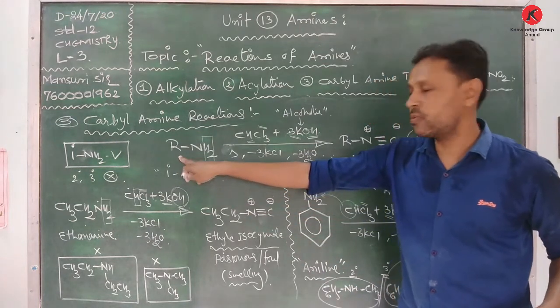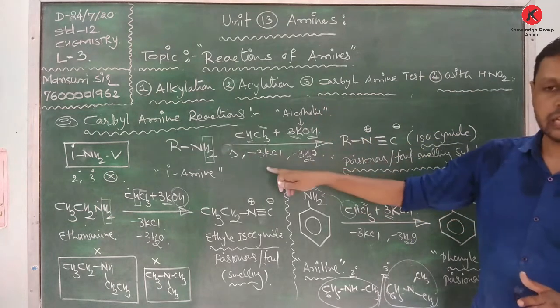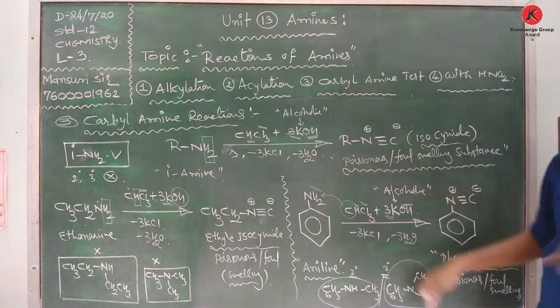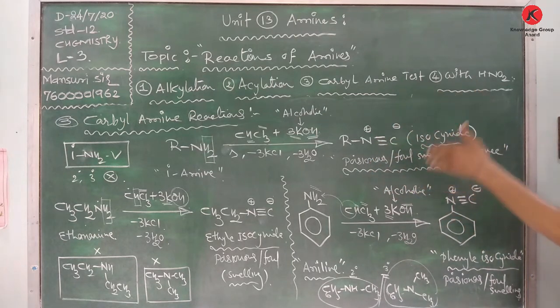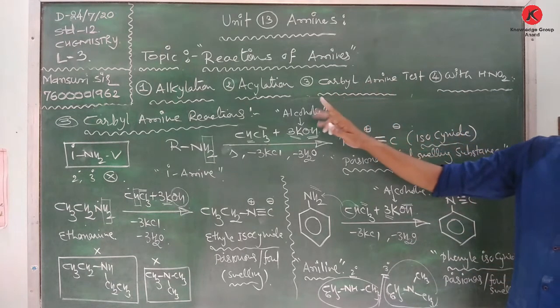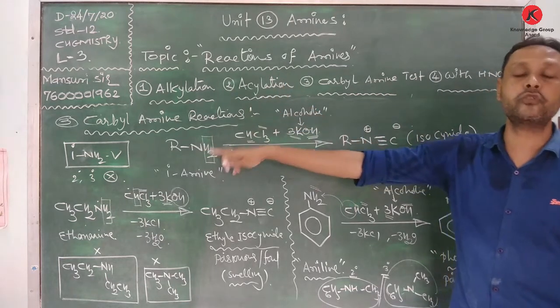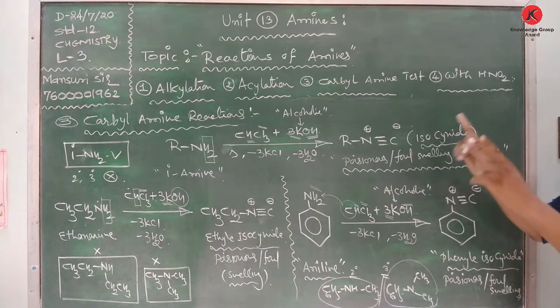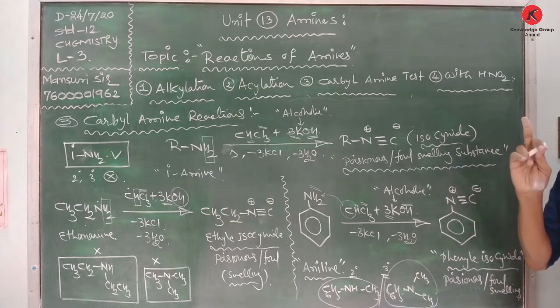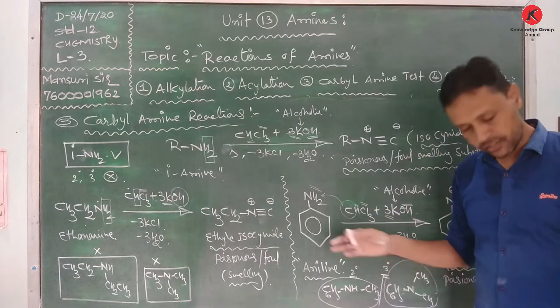A primary amine reacts with the mixture of chloroform and alcoholic KOH, then 3 KCl and 3 water molecules are removed and an isocyanide substance, which is poisonous and foul-smelling, is obtained. So by reaction with chloroform and alcoholic KOH, we can convert a primary amine to an isocyanide substance. This reaction is known as the carbylamine test. Primary amines give this test, but secondary and tertiary amines do not give this test.